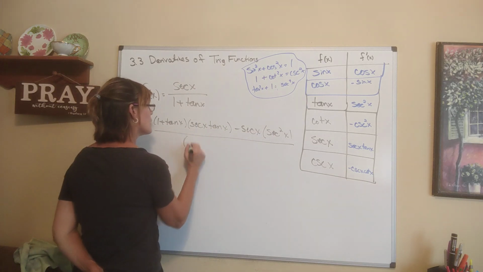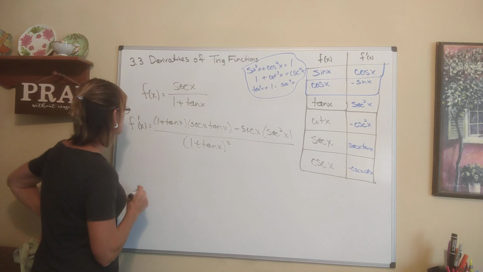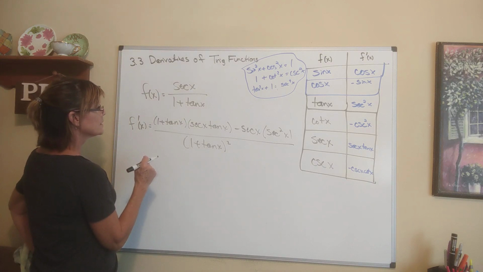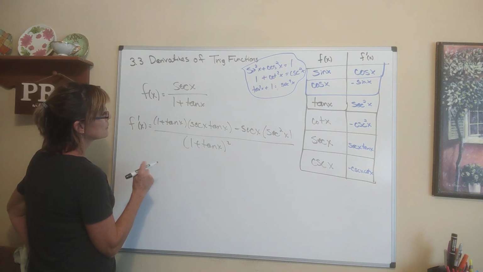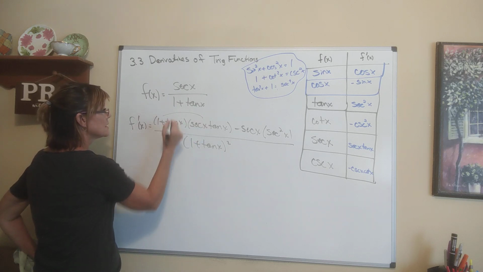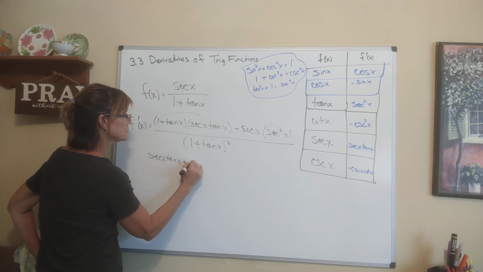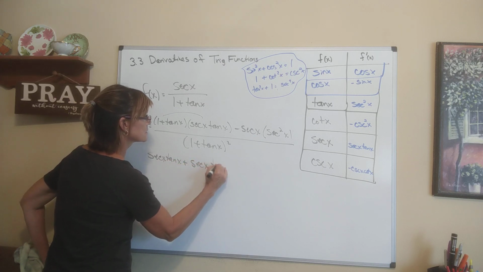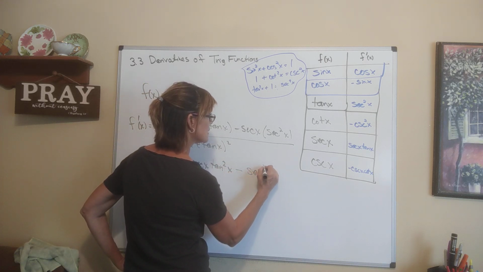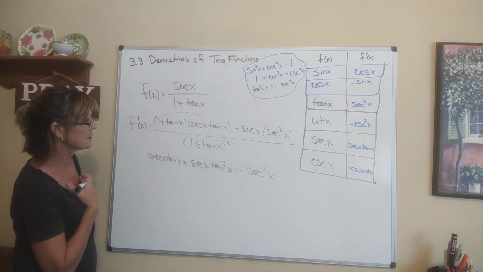All over 1 plus the tangent of x squared. Okay, so let us work on this. What can I do with this? I can multiply this out. That would be secant x, tangent x. 1 times this is secant x tangent x, plus secant x tangent squared x, minus secant to the third x.